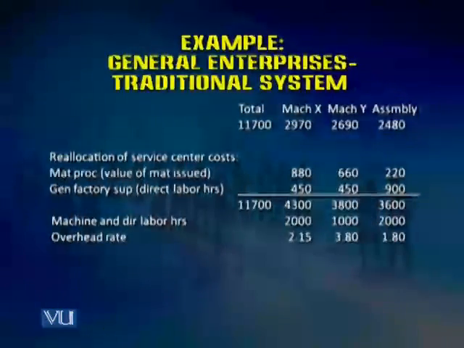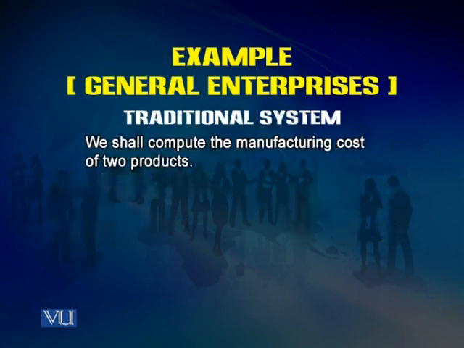Seeing the total overhead and the total number of hours, if you are using hours as the basis, you can establish the overhead recovery rate. As we did in the last case, our overhead recovery rate was 2.15 for machine X, 3.8 for machine Y, and 1.8 for the assembly section. We shall compute the manufacturing costs of 2 products.